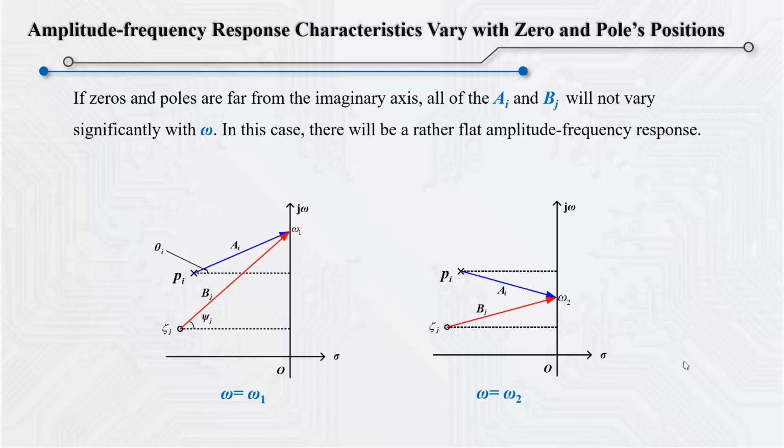Next, we'll focus on how the distribution of zeros and poles in the plane S will affect the amplitude frequency response of the system. Firstly, if all zeros and poles are far from the imaginary axis, then as omega slides along the imaginary axis, there are no obvious changes in the moduli of all zero and pole vectors. In other words, with the variation of omega, the amplitude frequency response of the system does not fluctuate much. At this time, we'll get a system with a rather flat amplitude frequency response.